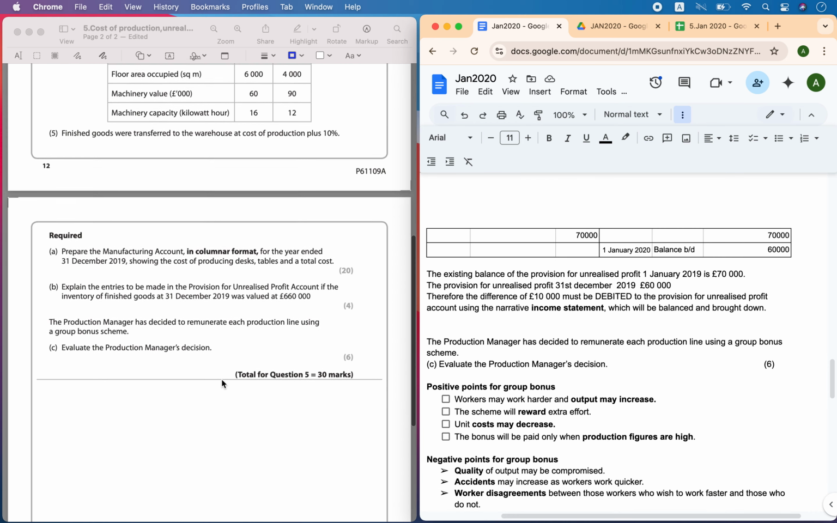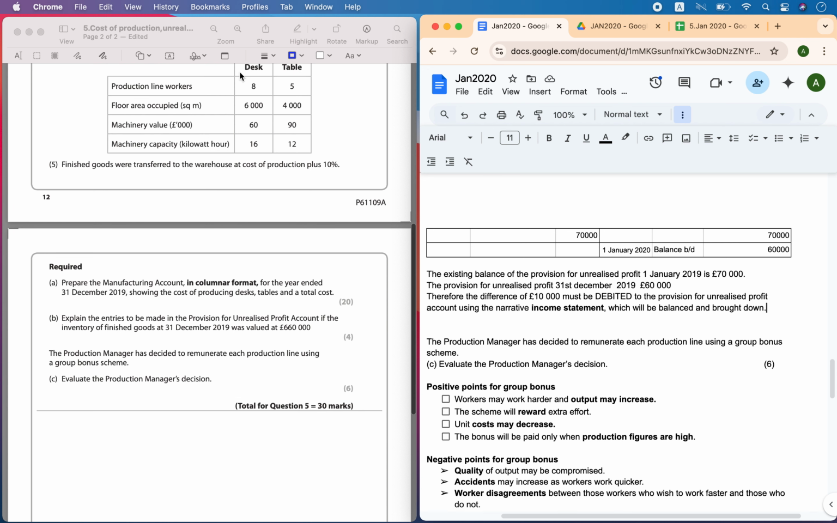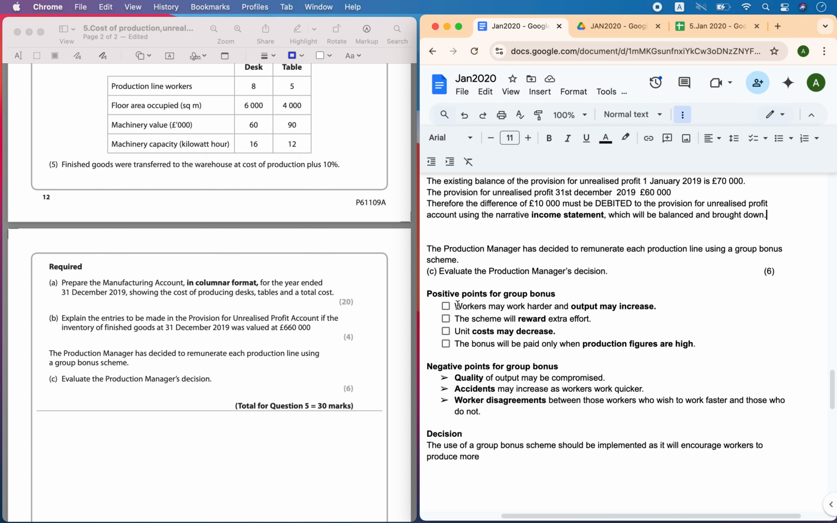Then the next part of the question, part C of the fifth question: evaluate the production manager's decision. So what was the thing he said? The production manager has decided to remunerate each production line using a group bonus scheme. He wants to give all the production line workers a bonus. So let's evaluate this.